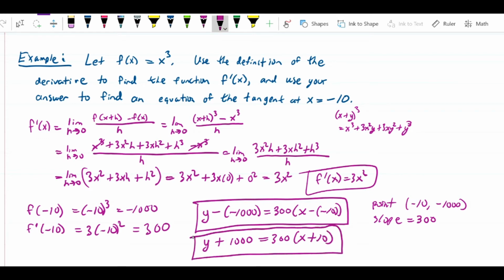So there we go. This is how you would find a derivative function, and this is how you would use it to find a tangent line.